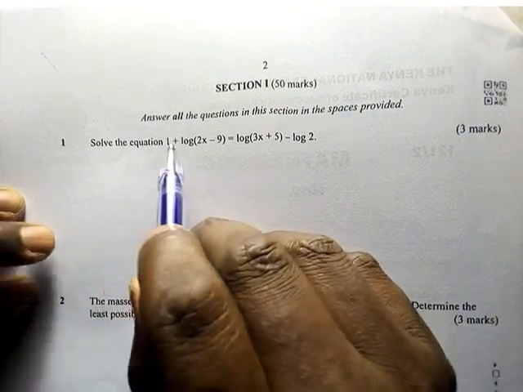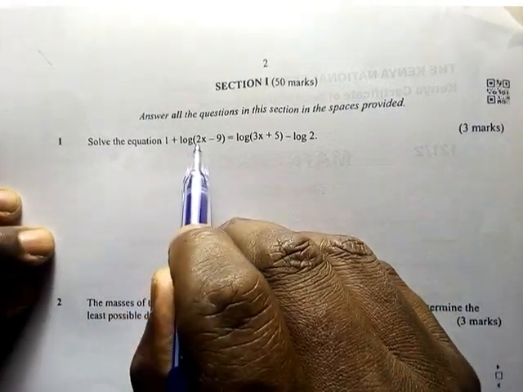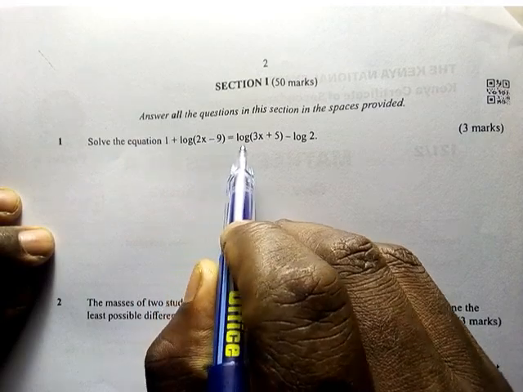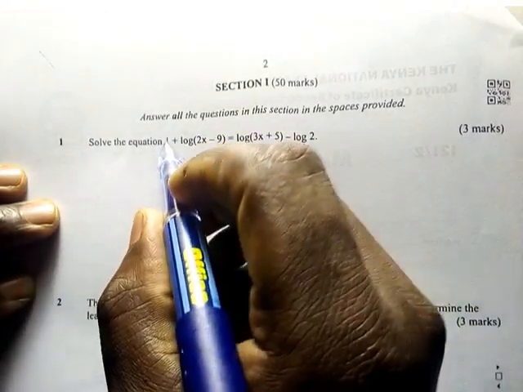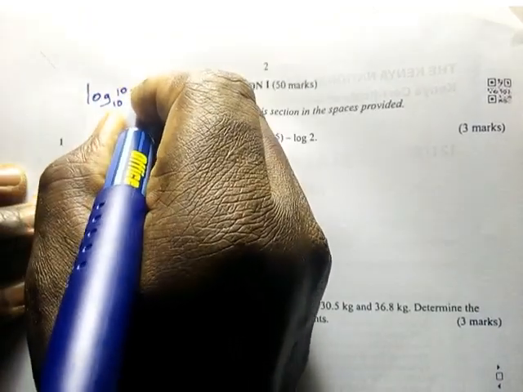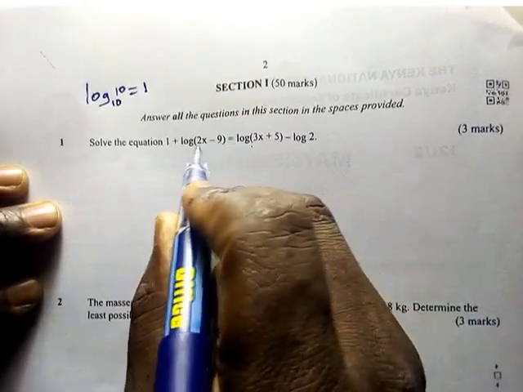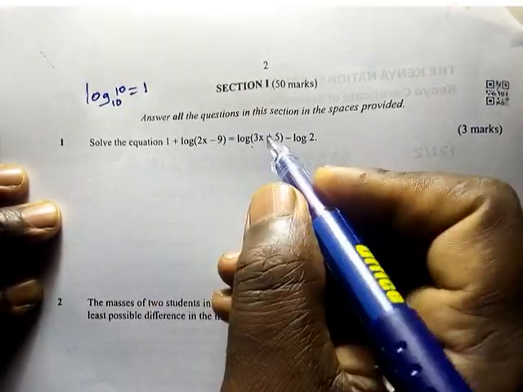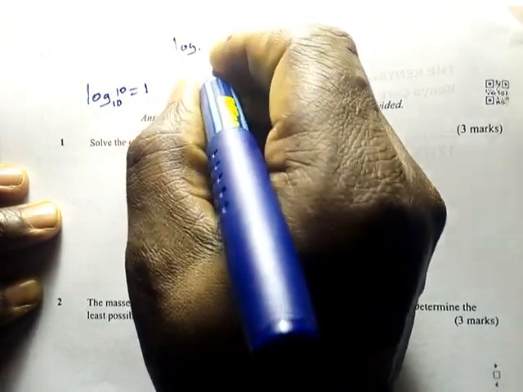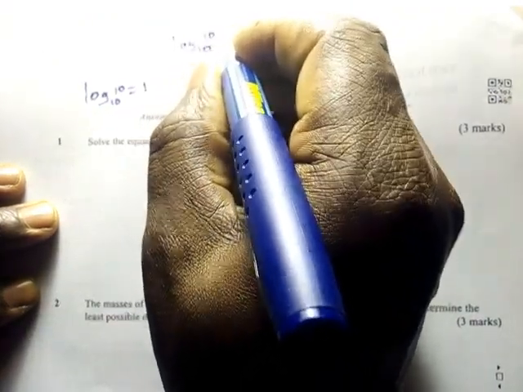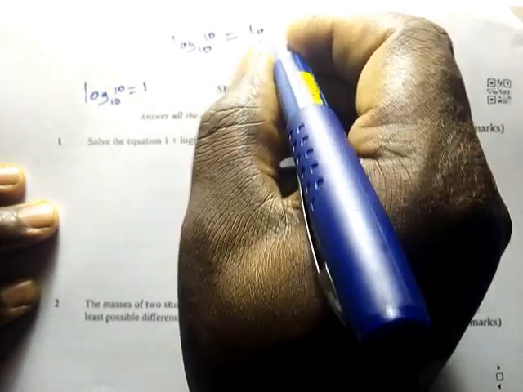Solve the equation 1 plus log(2x minus 9) is equal to this. Whenever you say log 1, it simply means log to base 10, and the answer is 1. So every base here is 10. We don't write the 10 down here. Sometimes log to base 10 is the same as log 10, so these two are the same.